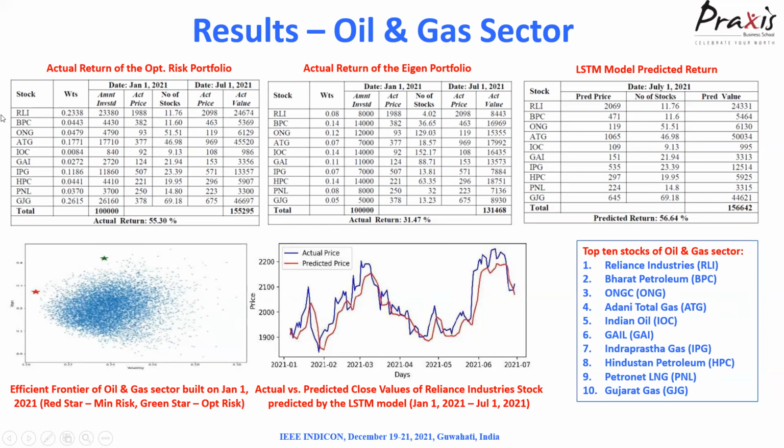And as I've said in the past case as well, this is the plot of the LSTM actual versus predicted values for the first stock in this particular sector, Reliance Industries. So we see that this is a good return, especially if one follows the optimum risk portfolio. Eigen portfolio, on the other hand, has a much reduced return.